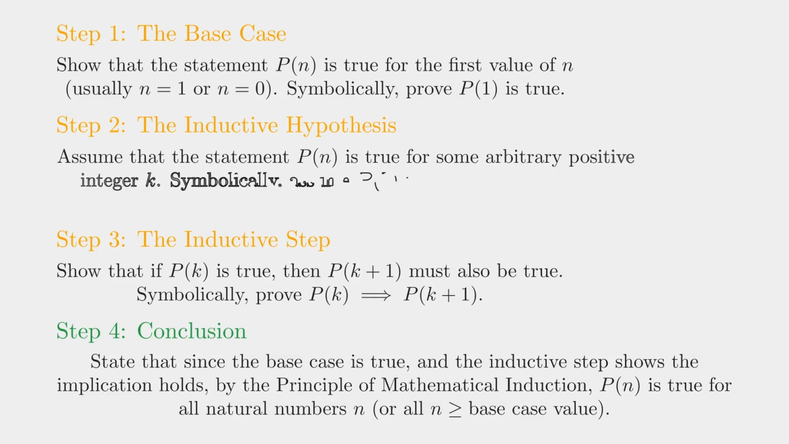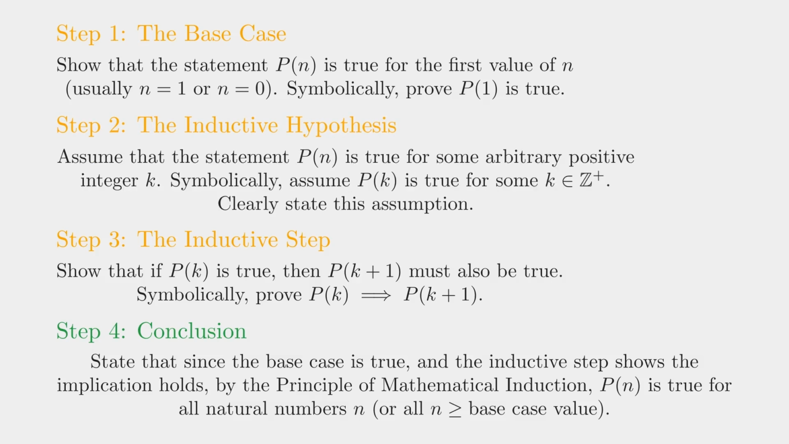Step 2, the inductive hypothesis. This is where we make an assumption. We assume that the statement P of n is true for some arbitrary positive integer k. So we say, assume P of k is true. It's crucial to state this assumption clearly. This assumes that if one domino falls, the next one will fall at a particular point.